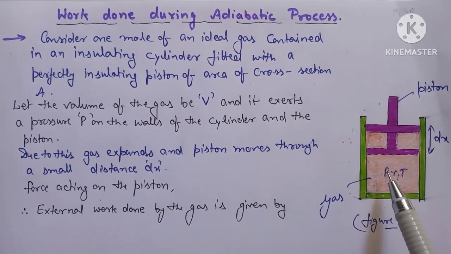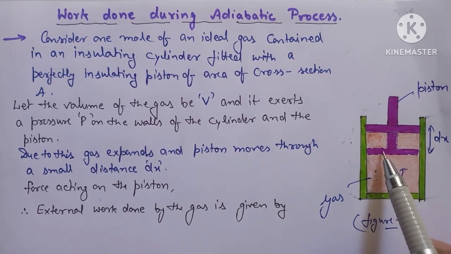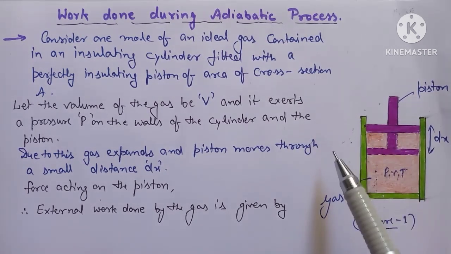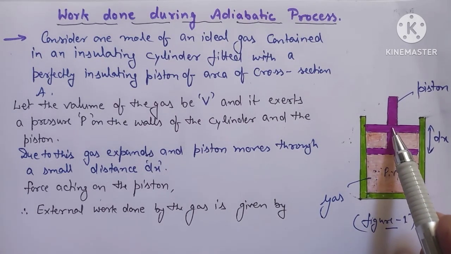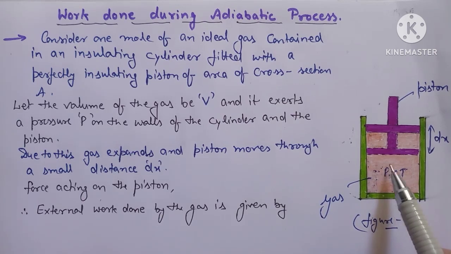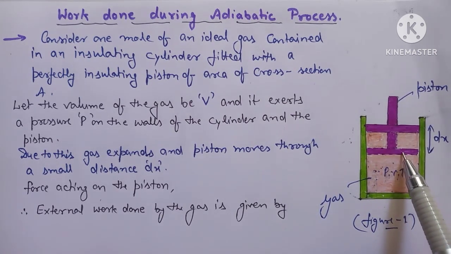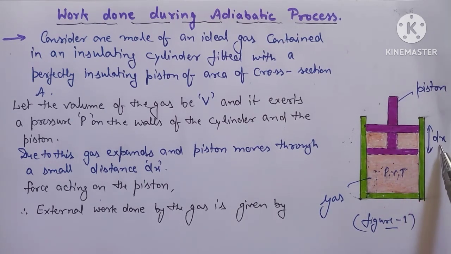For this, consider 1 mole of an ideal gas contained in an insulating cylinder fitted with a frictionless piston whose area of cross section is capital A. Let the volume of gas V exert pressure on the wall of this container, also on the piston. Due to this, the gas expands and the piston moves in the upward direction. Let this piston move through a small distance dx.